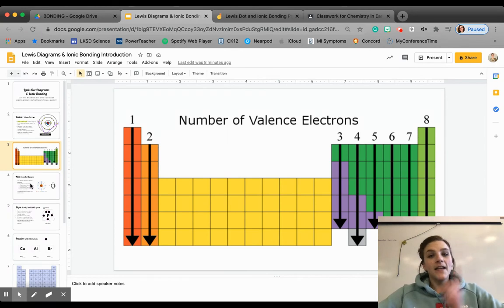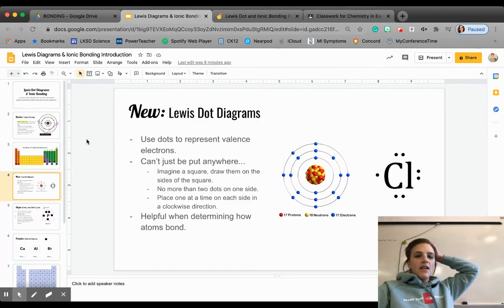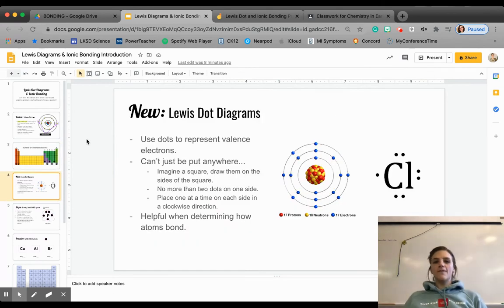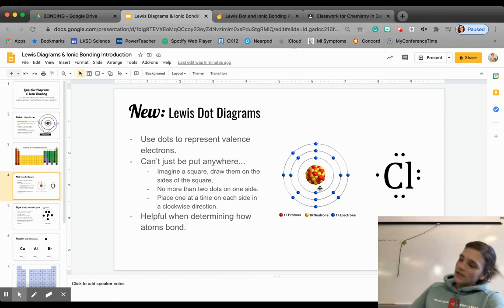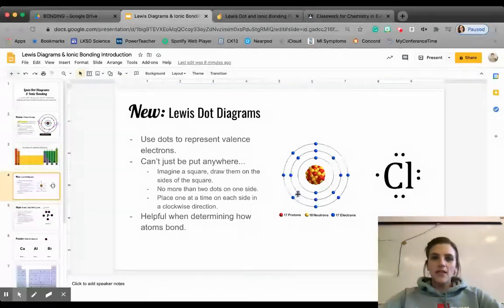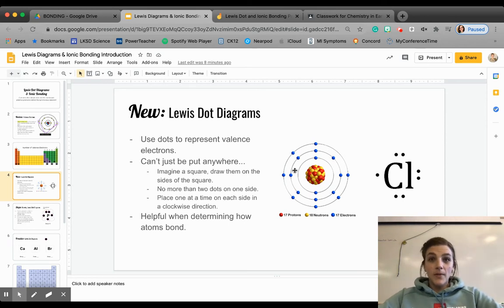Now, valence electrons are important to know when we talk about bonding because those are the electrons that are involved in bonding. There's this thing called Lewis dot diagrams that are a very easy way for us to represent valence electrons of an atom without having to draw out the entire Bohr model of the atom. So take a look at these pictures here. This is chlorine, right? And we know that chlorine has an atomic number of 17, which means it should have 17 electrons distributed amongst its energy levels. It's in group 17, which also means it has 7 valence electrons.